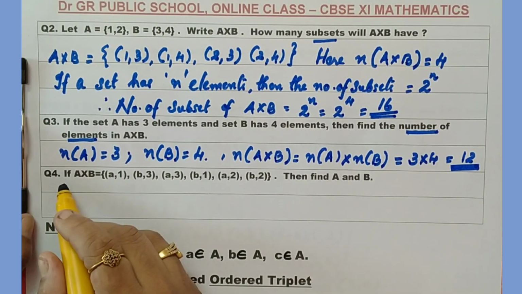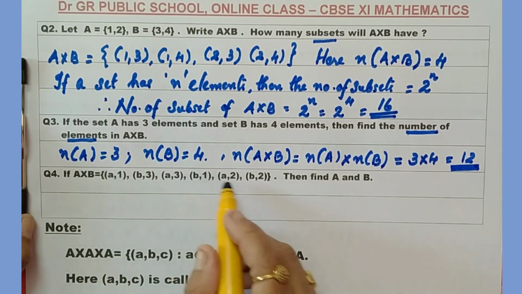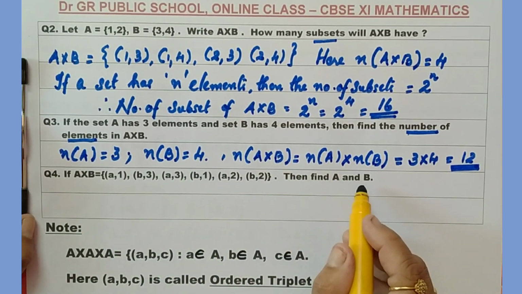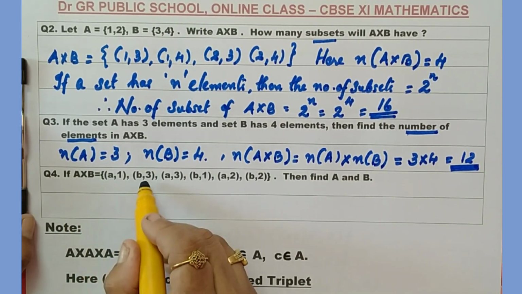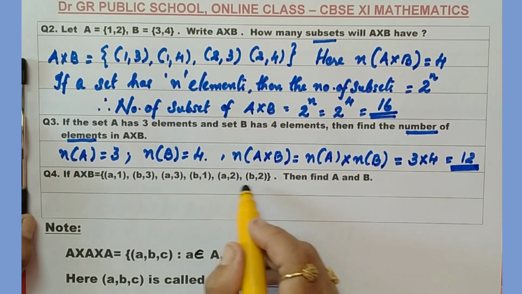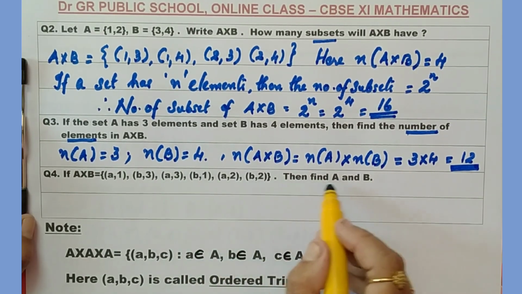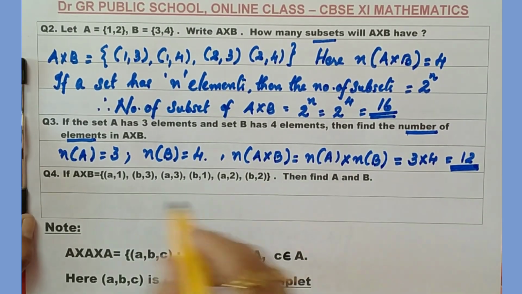Come with question number 4. If A cross B is given, you are asked to find the sets A and B. You are given A cross B equal to the set {(a1, b3), (a3, b1), (b2, a2, b2)}. Then find A and B. You are asked to find the sets A and B.